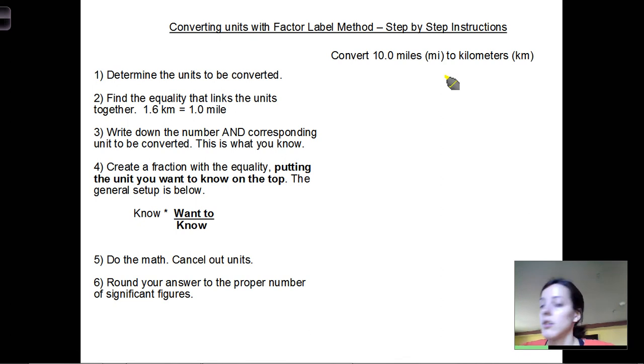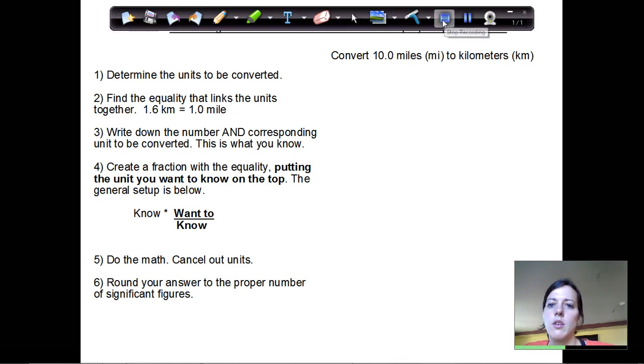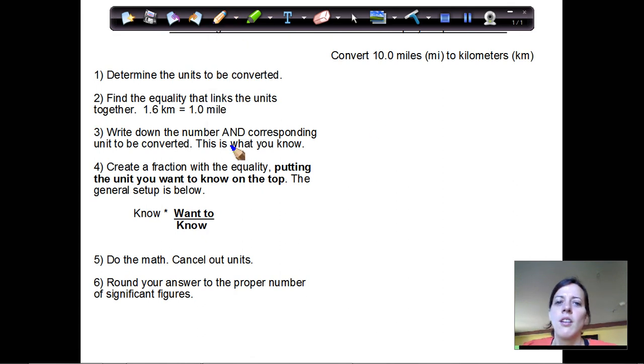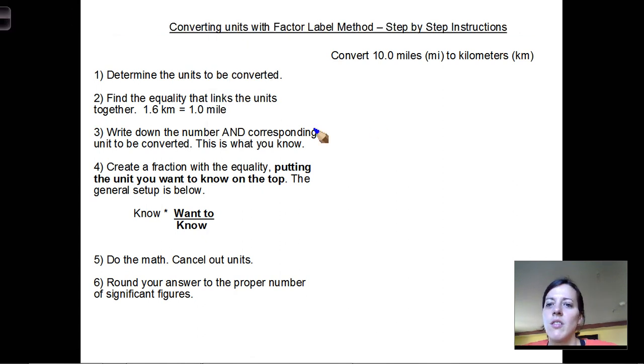Alright, so in our example we are going to convert 10 miles, abbreviated as MI, to kilometers. And the first step is always to determine the units that we want to be converted. I need to change the pen color. It's yellow. Sorry. So we are going to convert miles to kilometers.